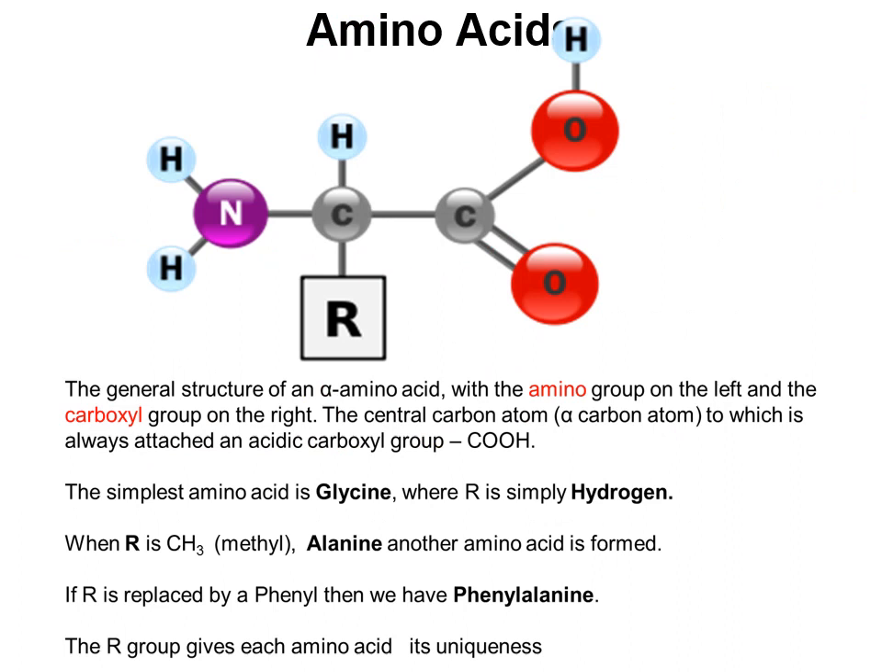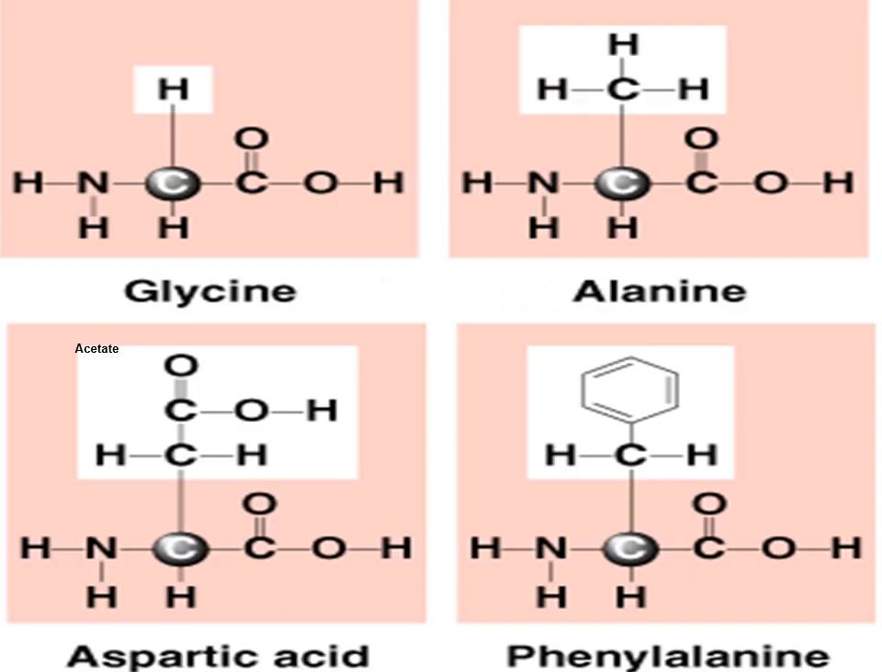Okay. So the properties of proteins are determined by the R group, which is a variable group, because this is the only group that is different in all 20 amino acids. For example, when R is replaced by CH3 or a methyl group, it becomes alanine. And when R is replaced by a phenyl group, we call it phenylalanine. So the R group gives each amino acid its chemical property and uniqueness.